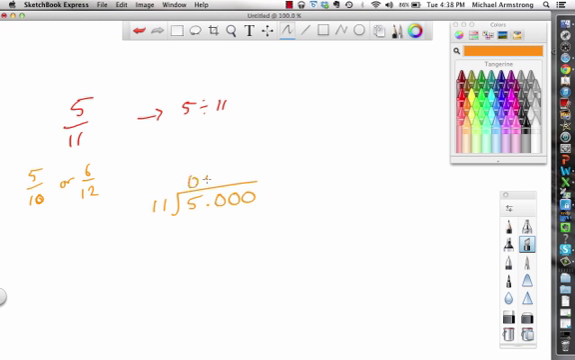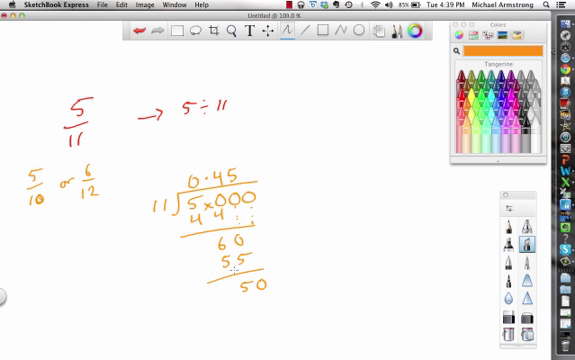And we have our decimal here. So now we kind of ignore this one and we think 11 goes into 50. Well, 11 times 4 is 44, so that works. We subtract and we get 6. Bring down our 0. Looks like 60. So 11 times 5 is 55. And then we have 5 left over. And bring down our 0.